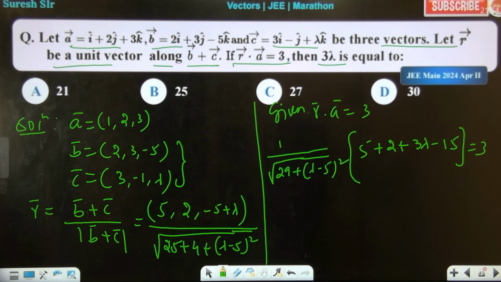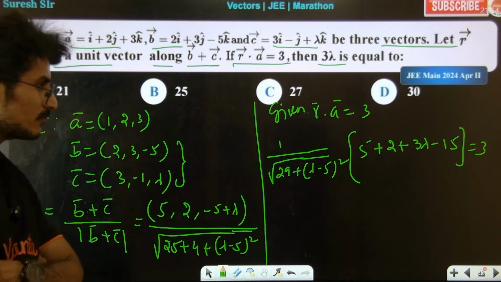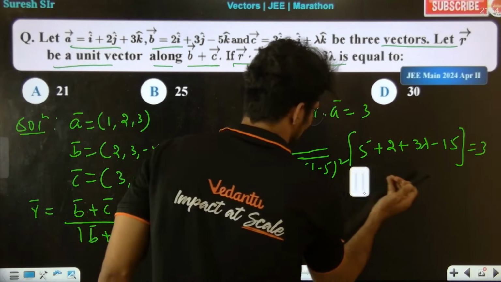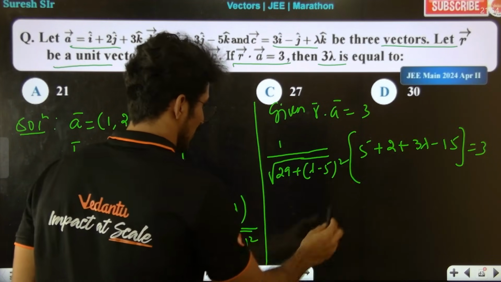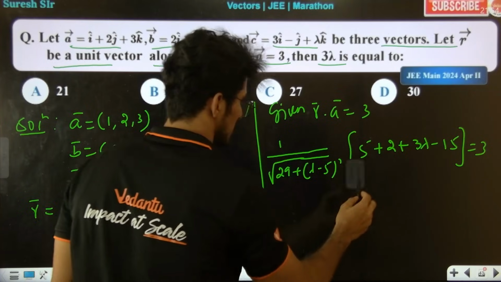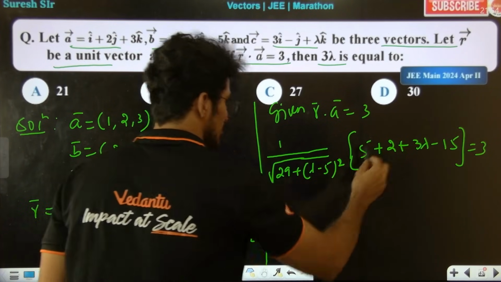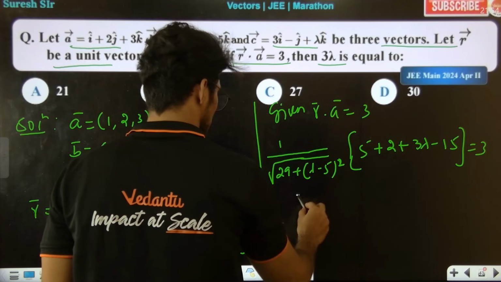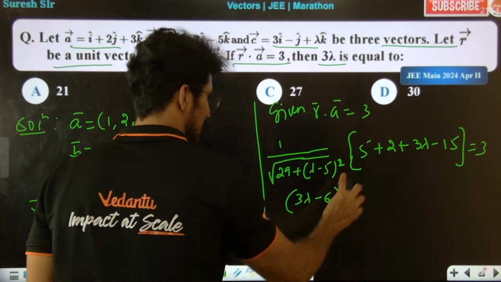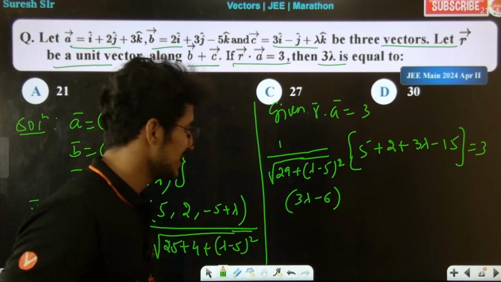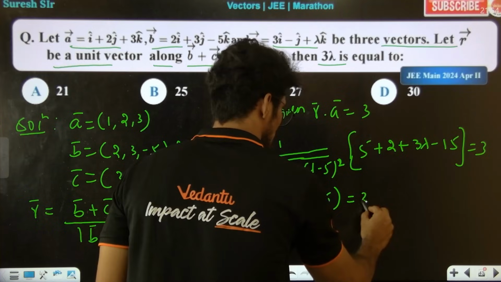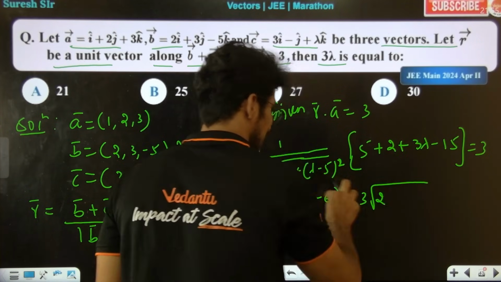Correct? Any doubts? Yes, Chintu, what is it? So 3 lambda minus 6, correct? So 9 minus 15 is minus 6 plus 3 lambda, which is equal to 3 times the square root of 29 plus lambda minus 5 whole square, after cross multiplying.